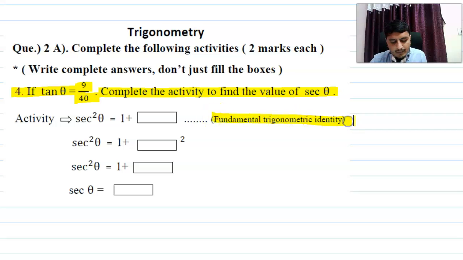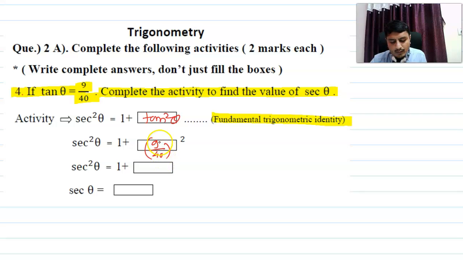Now as per the fundamental trigonometric identity, we have sec square of theta equals 1 plus tan square of theta. Now, since we have been given the tan theta value as 9 by 40, squaring on both sides, the tan square of theta value is 9 divided by 40, the whole square. So the sec square of theta is equal to 1 plus.